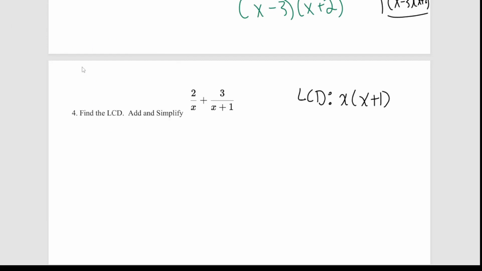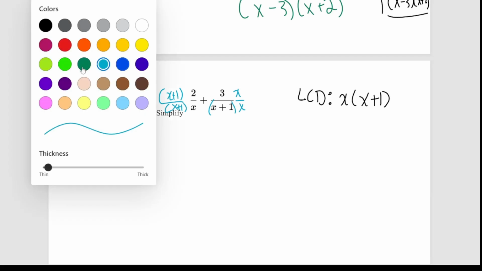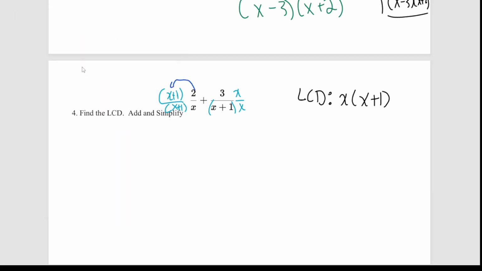So in particular, we're going to have to take 2 over x and multiply it by x plus 1 over x plus 1 because that's the missing part of its least common denominator. And 3 over x plus 1, we're going to have to multiply by x over x. Once we distribute that, we're going to distribute the 2 times the x and the 2 times the 1 to give us 2x plus 2 all over x times x plus 1 plus 3x all over x times x plus 1. And now we're ready to go ahead and add across the top.